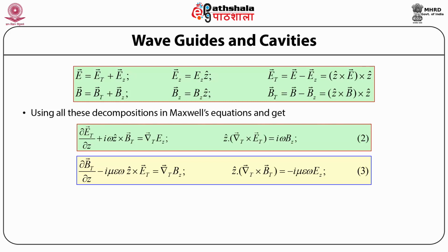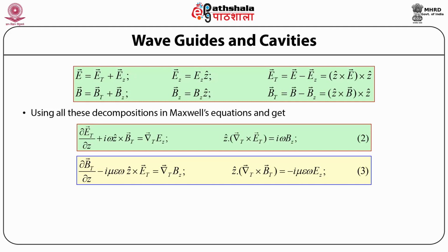The other set of equations are: the partial derivative of the transverse component of B with respect to z minus iμεω times the cross product of unit vector z with the transverse component of E is equal to the transverse del operator acting on the z component of B, and the dot product of unit vector z with the cross product of the transverse del operator and the transverse component of B is equal to minus iμεω times the z component of the electric field.